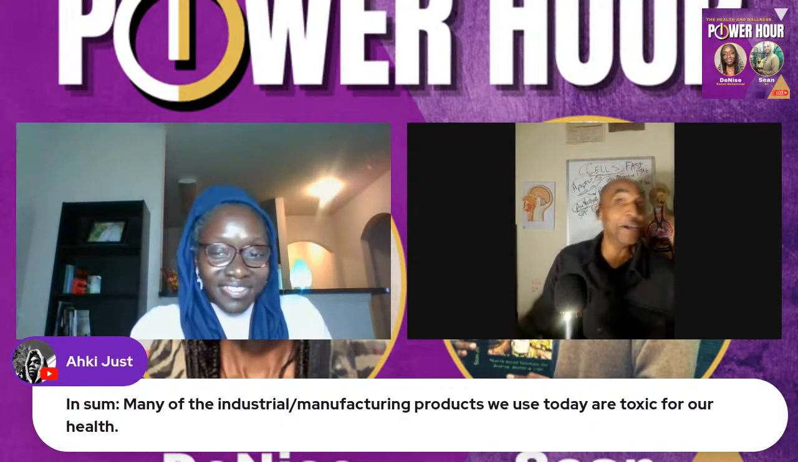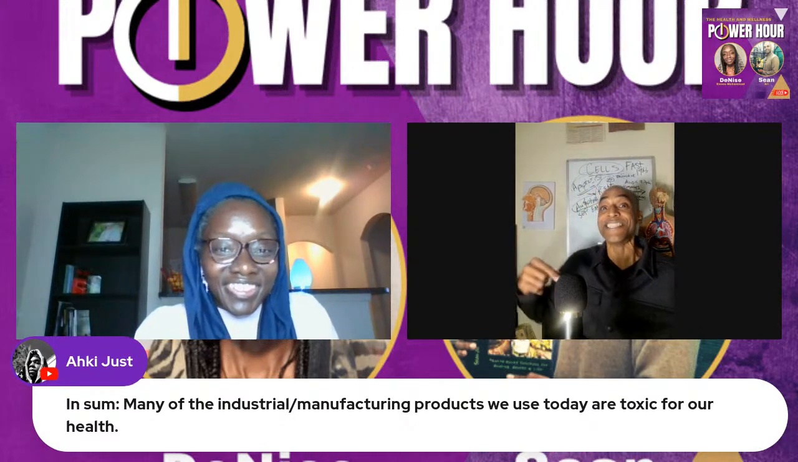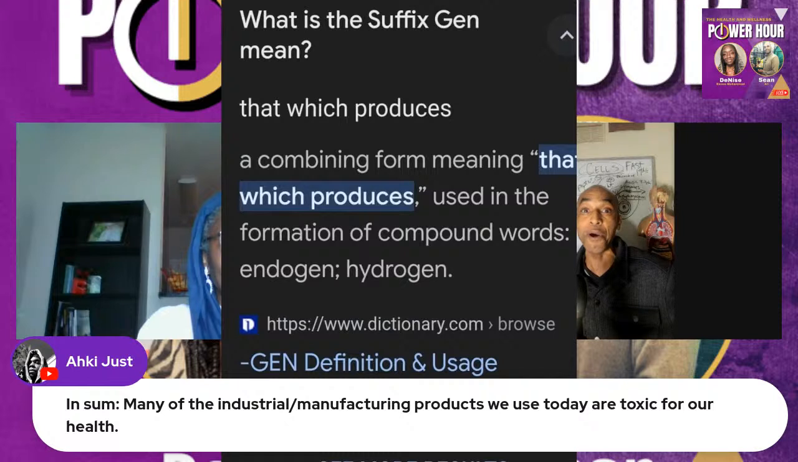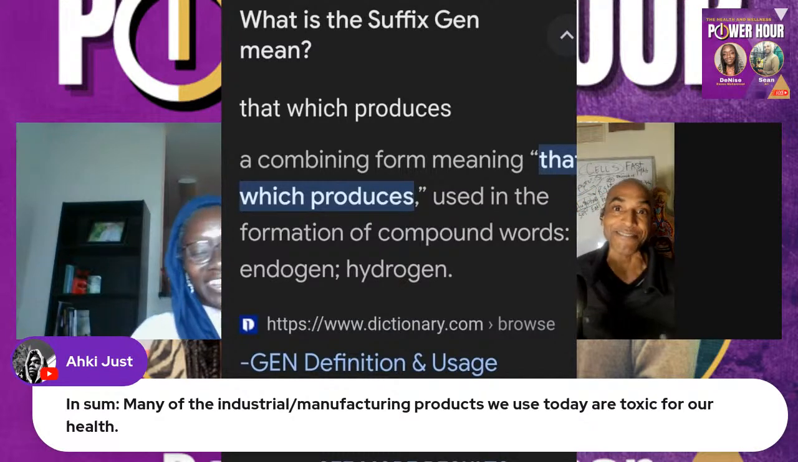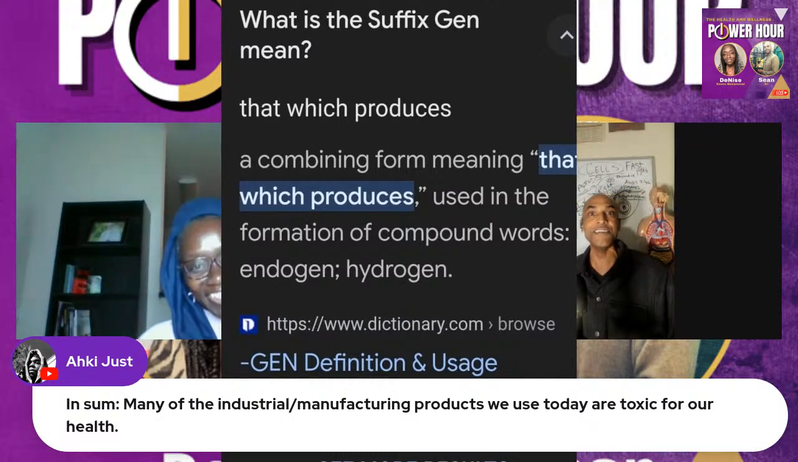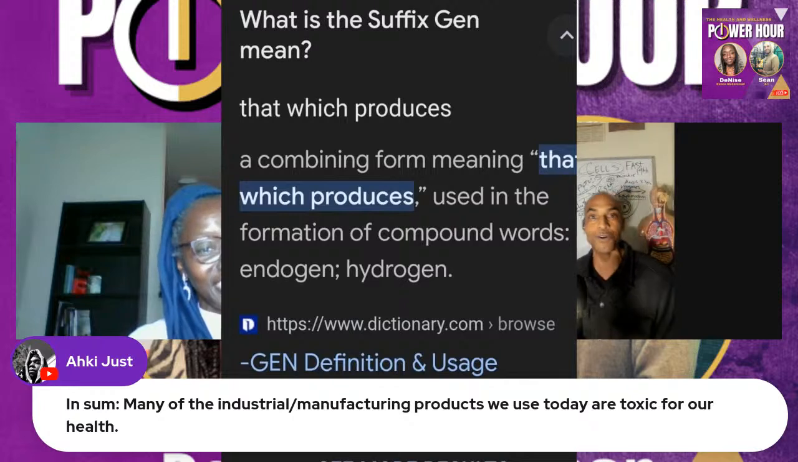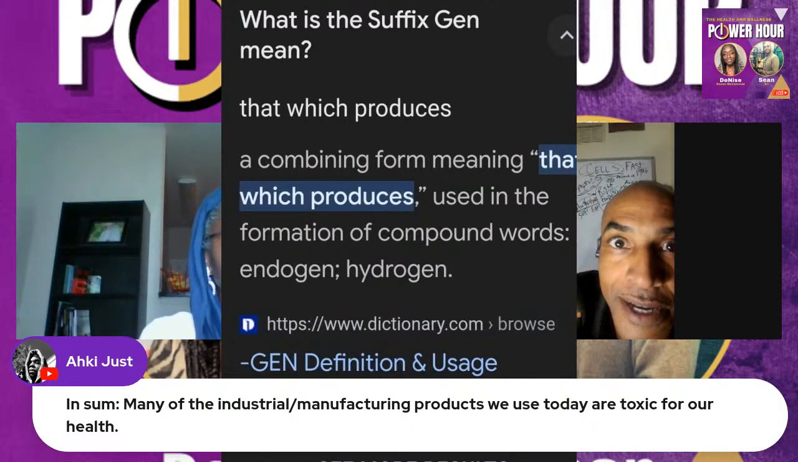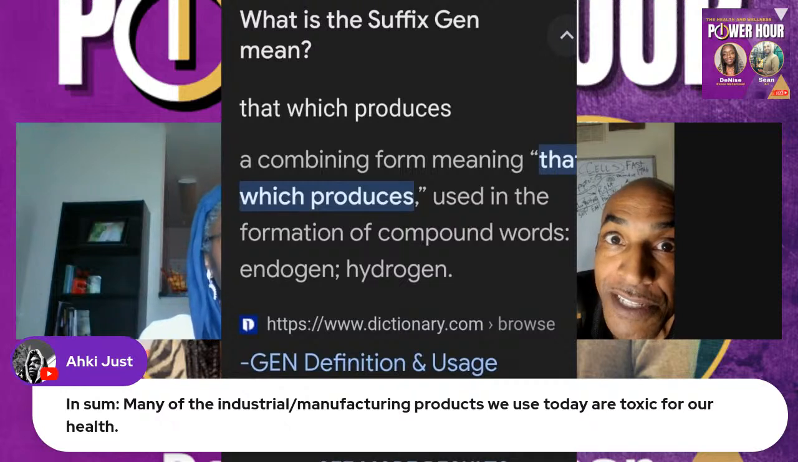See, that's how inappropriate. That's in the definition. They make it inappropriately. So that's like somebody touching you inappropriately. You don't like that, right? But look at the definition of gen. The medical scientific term gen. What does the suffix gen mean?